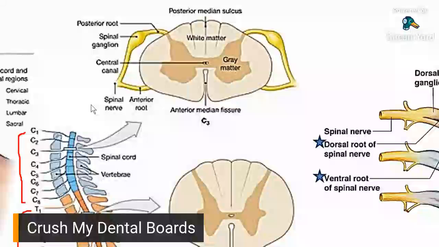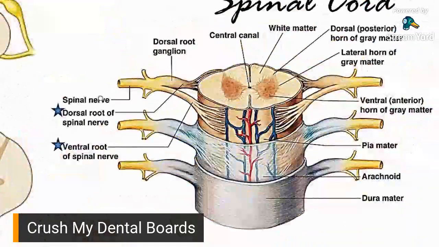And then we said earlier, there are 31 pairs of spinal nerves. Bakit 31 pairs? Kasi on each side of the spinal cord would emerge your spinal nerve. Right here, spinal nerve. Okay? So it would emerge on each side. So you have like a left and right side. That's why there's 31 pairs of them.